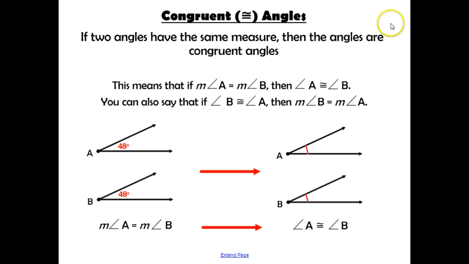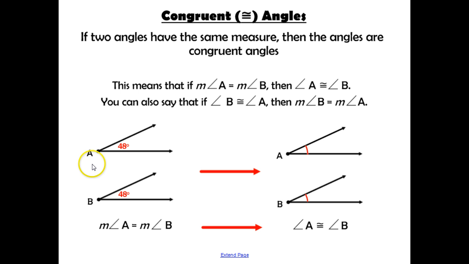Now we talked about the word congruent before, but we talked about it with segments. This time we're going to talk about it regarding angles. So we use that same symbol. If two angles have the same measure, then the angles are congruent angles. So this means that if the measure of angle A equals the measure of angle B, then angle A is congruent to angle B. Likewise, you can also say that if angle B is congruent to angle A, then the measure of angle B equals the measure of angle A.